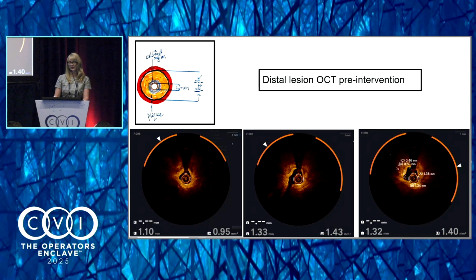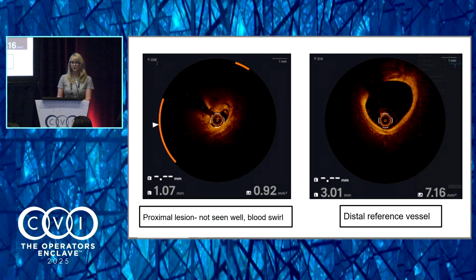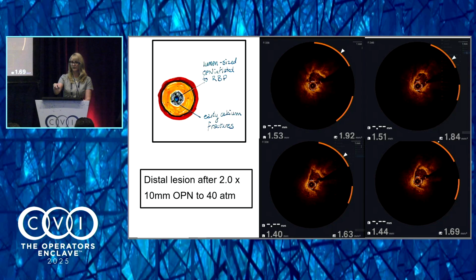The imaging was not great given how tight the lesion was, but you can appreciate a very tight stenosis. This is at the distal lesion site with a ring of reasonable calcification, at least 0.5 or more thickness, and a decent arc of calcium around that lesion. So the proximal lesion on that initial IVUS was actually not well seen. You can see it there on the leftward panel. That's contaminated by blood swirl. I didn't get a good sense of it. And then the distal reference vessel you see there was at least a 3 millimeter diameter vessel.